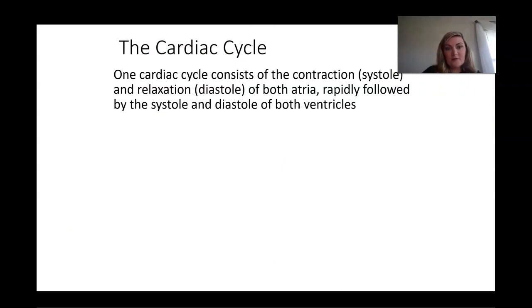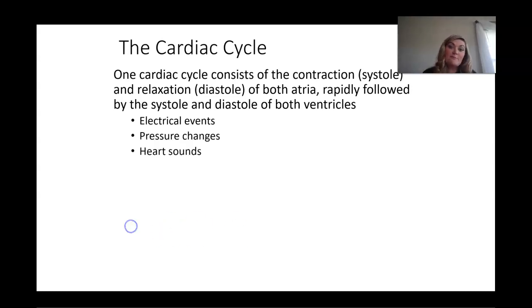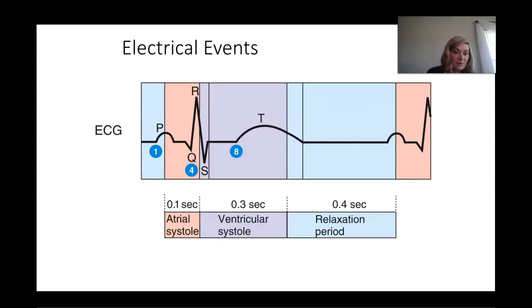One cardiac cycle consists of the contraction or systole and the relaxation or diastole of both atria, rapidly followed by the systole and diastole of both ventricles. They do have electrical events that you're going to be able to see. They do have pressure changes that you're going to be able to measure, and they do make specific sounds like those lup-dub sounds. And then you'll have volume changes. You also have mechanical events that are occurring.